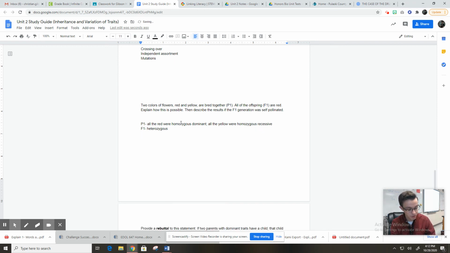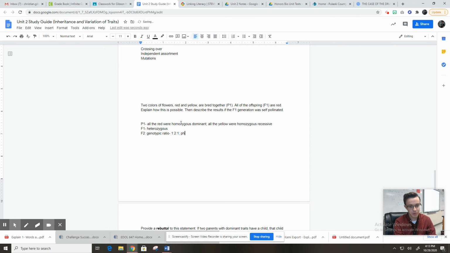So F2, or the generation that we get from breeding F1 with itself, is self-pollinated. So you basically have two heterozygous parents. Okay, so that means the genotypic ratio would be 1 to 2 to 1. If you work that out in a Punnett square, you would have 1 homozygous dominant, 2 heterozygous, 1 homozygous recessive. Those are your genotypes. Okay.